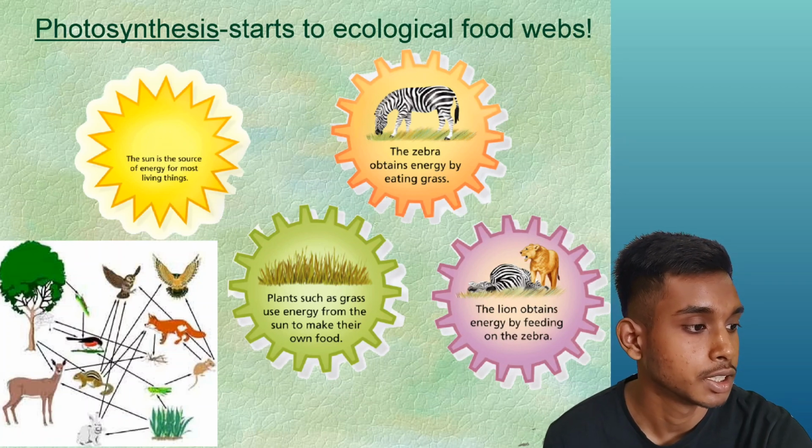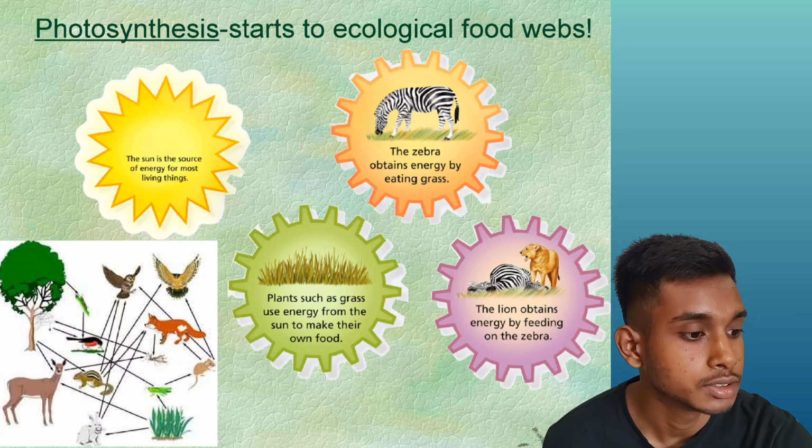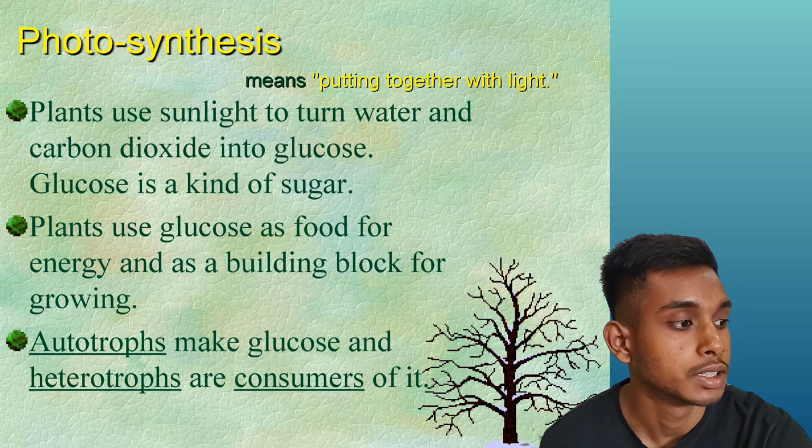The sun is the source of energy. Plants such as grass use energy from the sun to make their own food. The zebra obtains energy by eating grass. The lion obtains energy by feeding on the zebra.